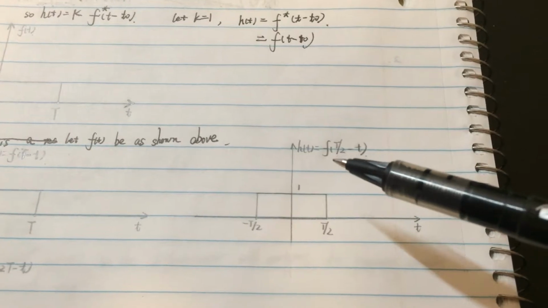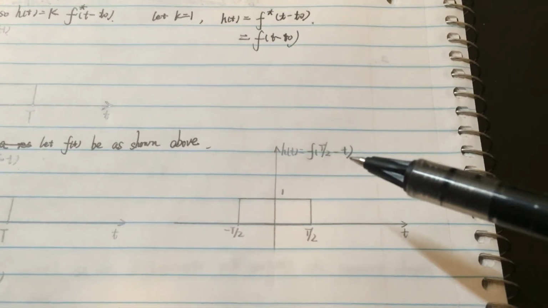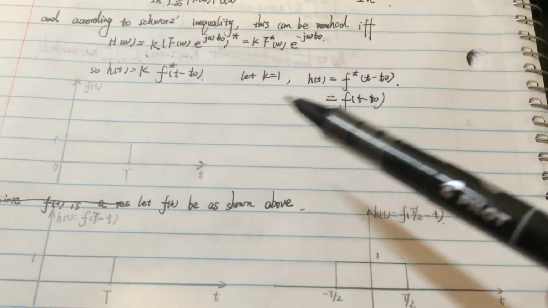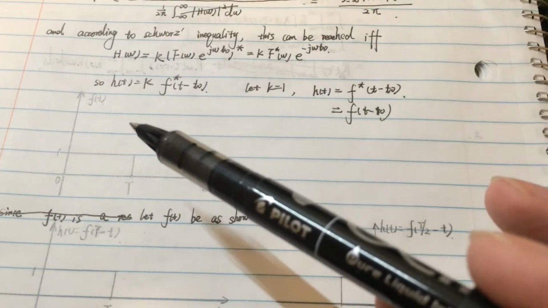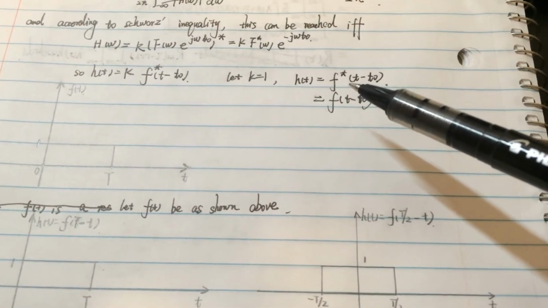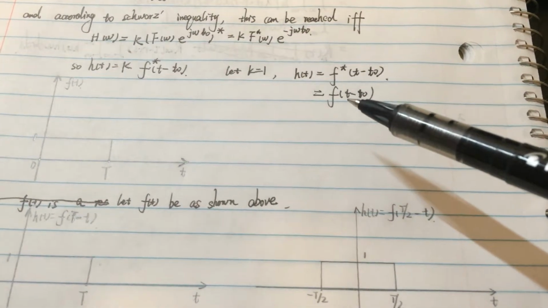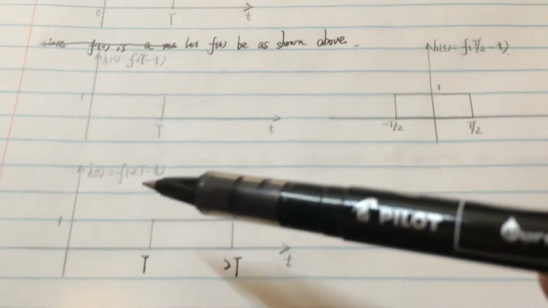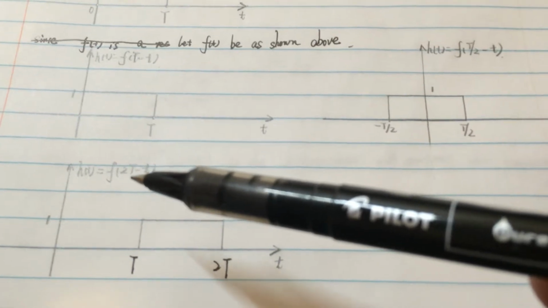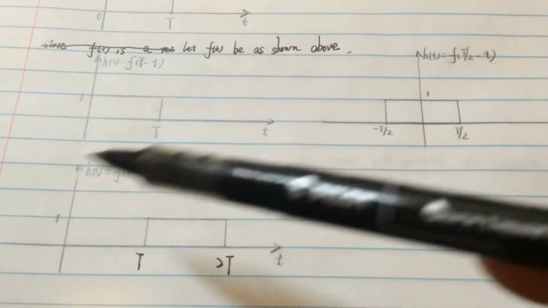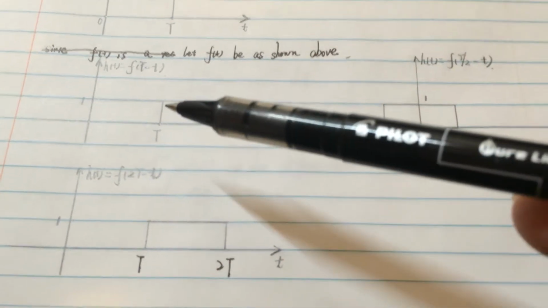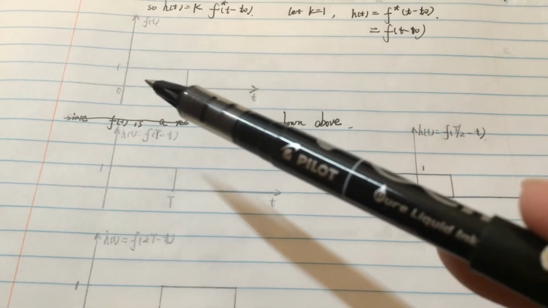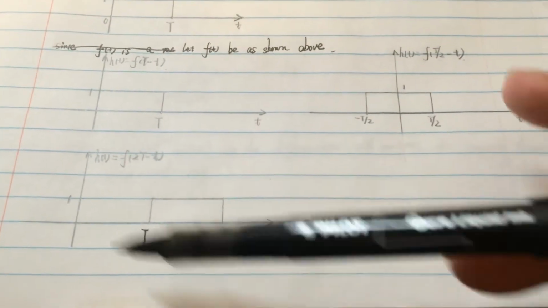For h(t) equals f(capital T over 2 minus t), the graph will be like this. Since in this case f(t) is real, the conjugate of f(t minus t0) is just equal to f(t minus t0). And when h(t) equals f(2 capital T minus t), the graph will be like this. First it will flip to the other side of the axis, then slide 2T units, and then it will be like this.